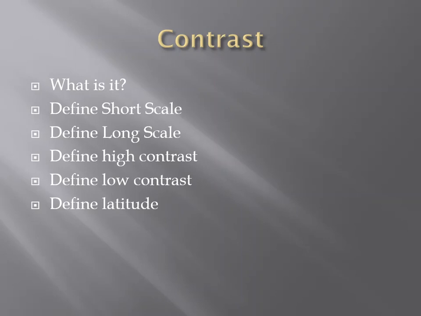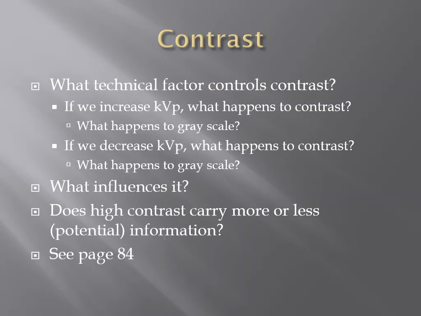And latitude you can kind of associate with grayscale. Long latitude, or an image that demonstrates a lot of latitude, would be long scale, low contrast. So what technical factor controls it? When you're reading test questions from here on out, make sure you understand what the question is asking you. If it's asking about technical factor, that's not computer algorithm. That's your technical factor. That's your KVP, your MA, and your time. So KVP is the technical factor that we say controls contrast.